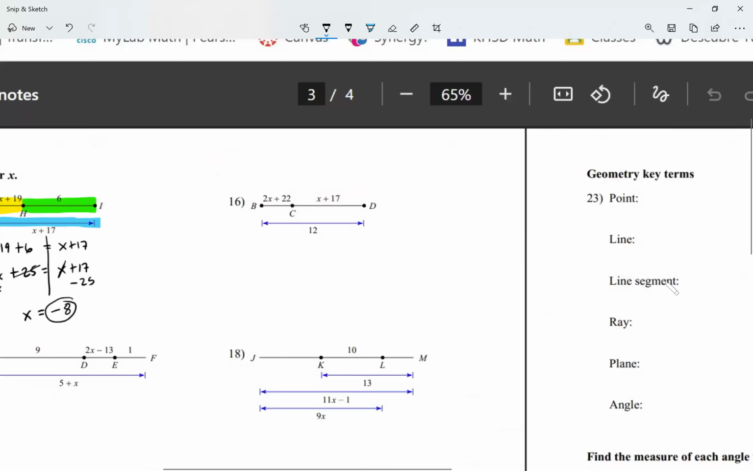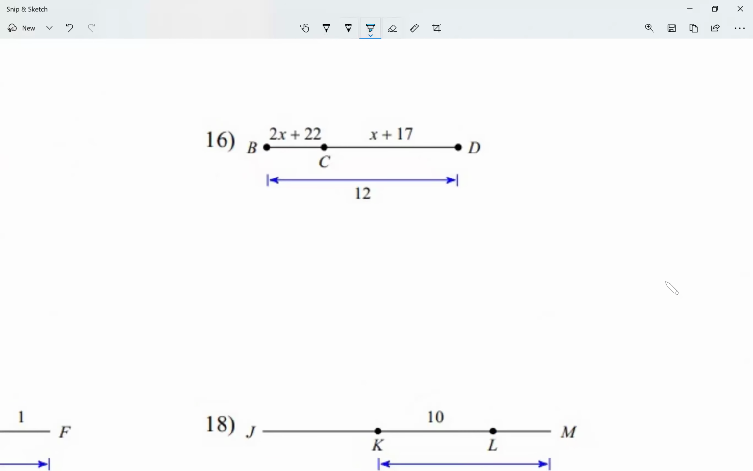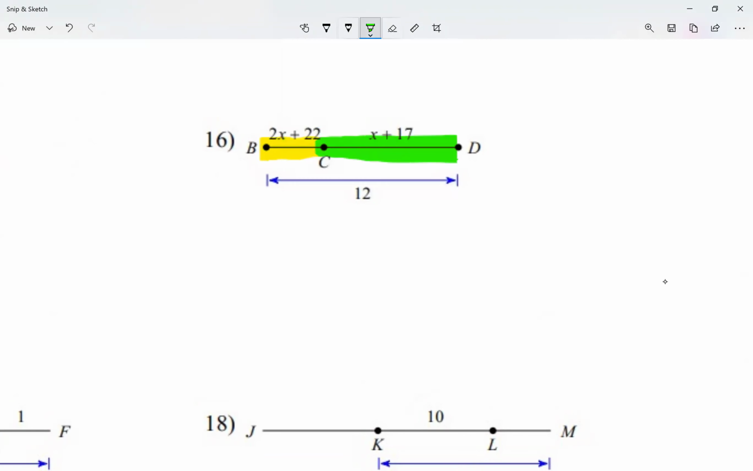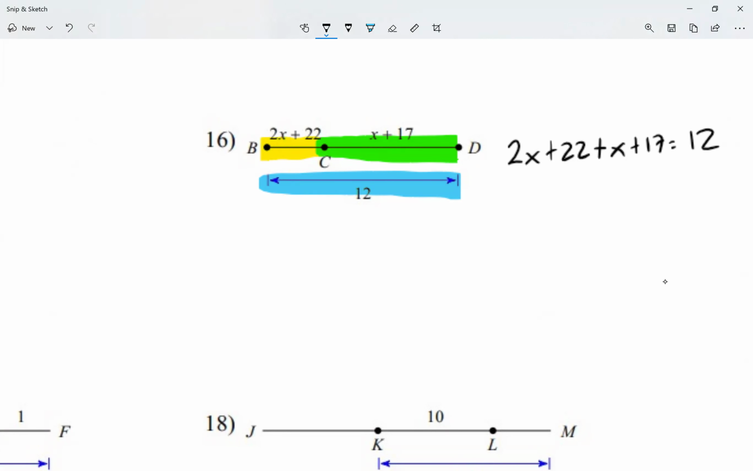Okay, here. What are my two small segments? One segment is 2x plus 22. Another small segment is x plus 17. And the big segment is 12. Notice how I color coded them so it's easier for us to see. I'm just going to go 2x plus 22 plus x plus 17. Notice I'm adding everything from the small sections is equal to 12, because that's the big segment.